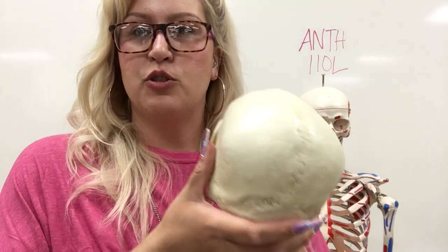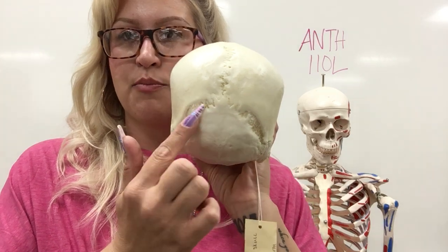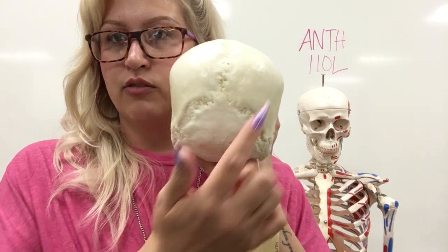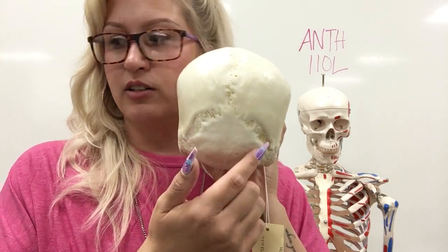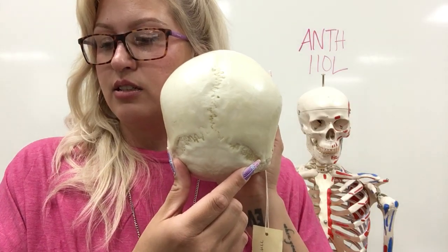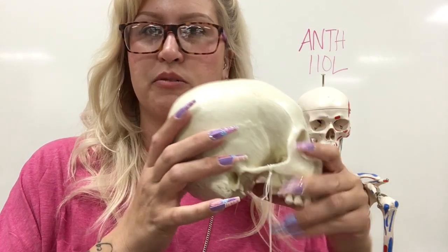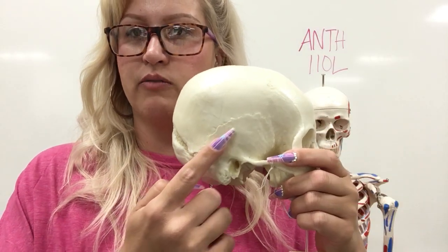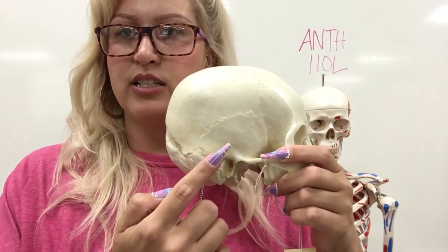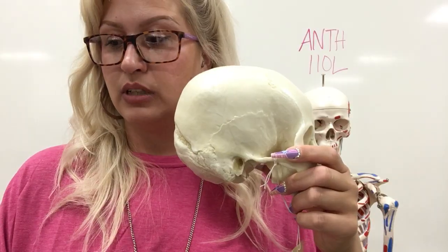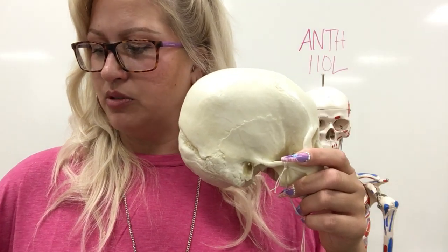So going back to the sutures, what am I showing you? Oh, the lambdoid suture is this one here, separating the occipital from the parietal bones. It's this one right here. The squamous suture, sorry, I was thinking the squamous suture, that's the one right here that is separating the temporal bone from the parietal bone.